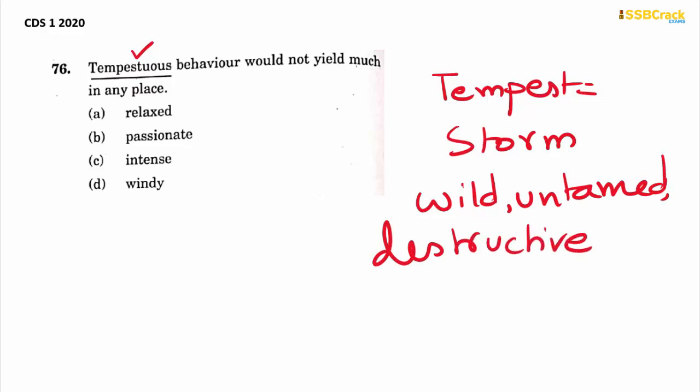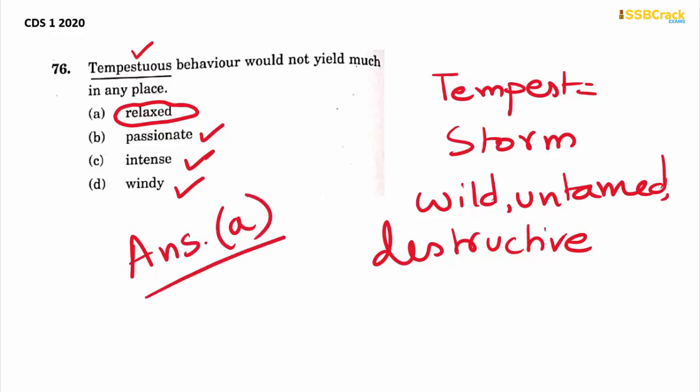Okay? And when you say someone is having a tempestuous behavior, you mean that person is having a wild, untamed, destructive, even sometimes impulsive and emotional behavior. So if you look at these options, relaxed, passionate, intense and windy, passionate, intense and windy are all characteristics of tempestuous behavior. While if you are relaxed, you are calm. You are not stormy, you are not wild. You are calm and cool and relaxed. Therefore, what should you think will be the antonym of tempestuous? It will be option A, relaxed.